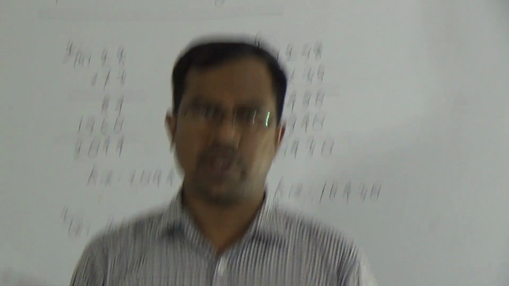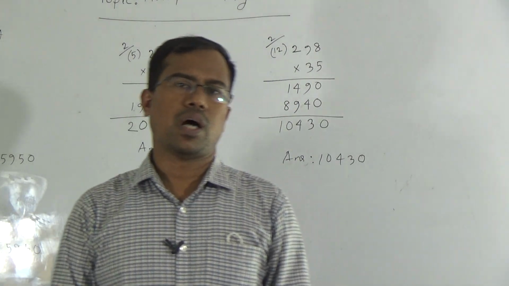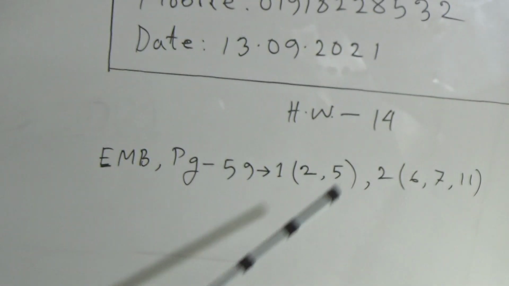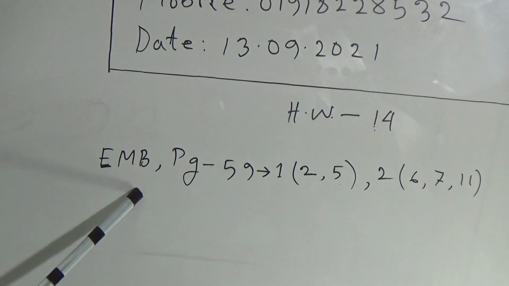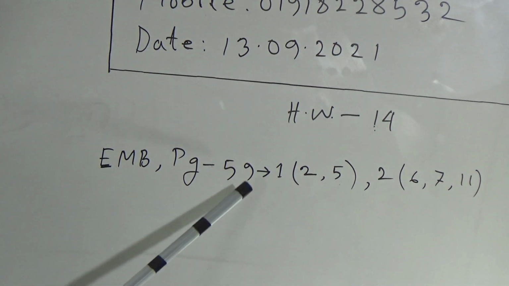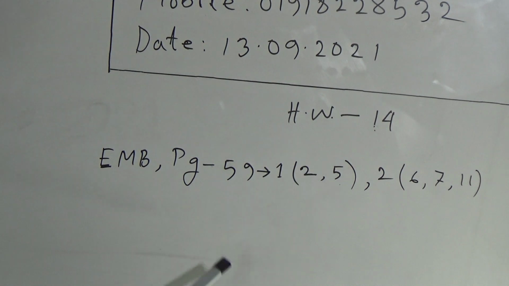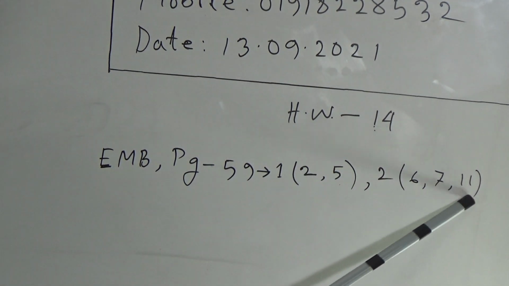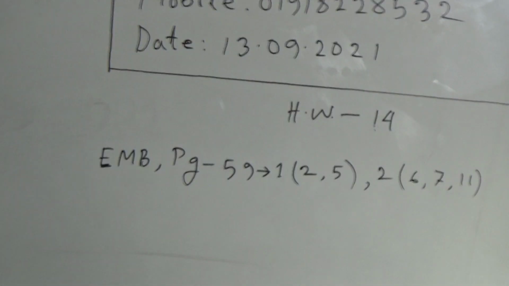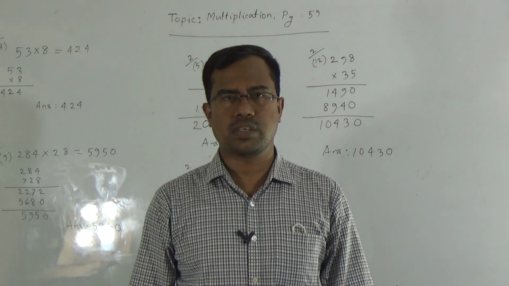I hope you have understood today's class. You practice more and more at home. Now I am giving you SW. Dear students, this is SW number 14 and topic of our today's SW, Elementary Mathematics book, page number 59, question number 1, sub number 2 and 5, and question number 2, sub number 6, 7 and 11. Okay, dear the students, do your SW properly and submit on next Saturday.